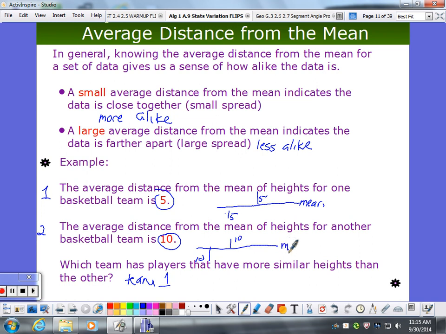So I don't even know what the mean is. Do I have to know what the mean is to figure that out? I don't even need to know what the mean is to know which team has closer heights together than the other team. Does that make sense? Yeah, kind of, right? We've got to think about it a little bit. So questions about that? This is the big idea of the whole thing. Because we're going to be doing, type this in the calculator, do this, do that, do the other thing. But this is the important part. What are we actually finding? Whether the data is alike or whether the data is different. And we're quantifying that. We're assigning a number to it.